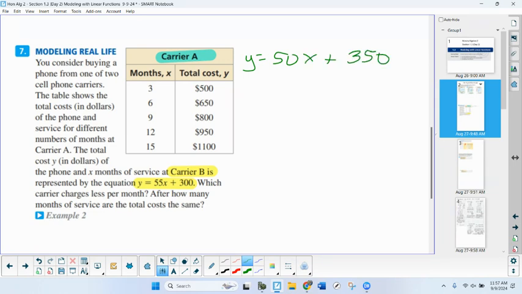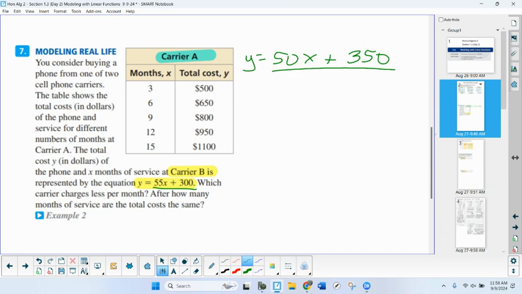So now who charges less per month? Carrier A, because they were $50 a month. Carrier B is what? $55 per month. And then after how many will they be the same? You just said 55x plus 300 equal to 50x plus 350 and so on. I like this problem. How'd you do?